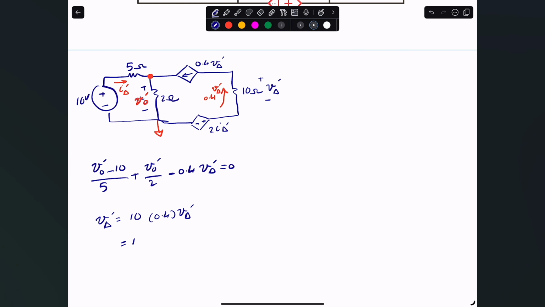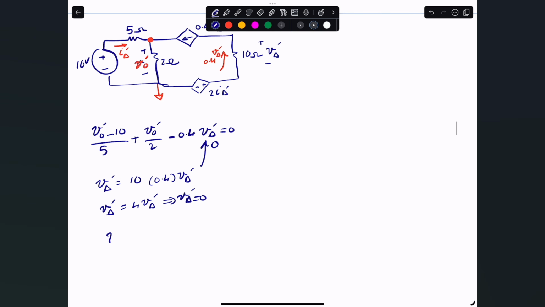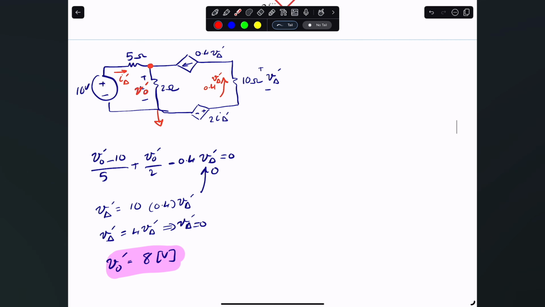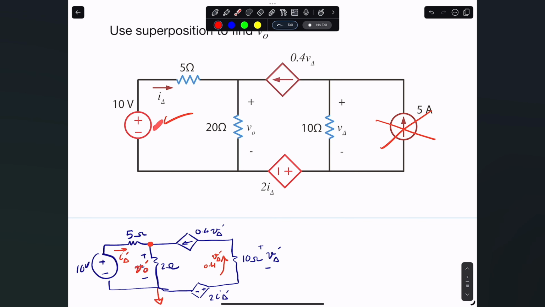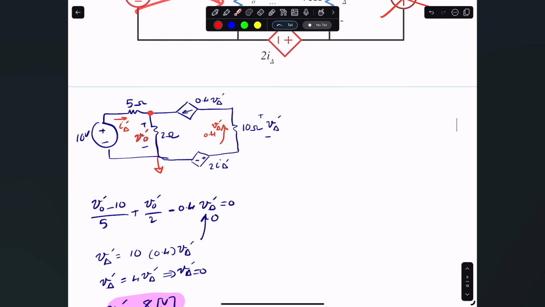Based on algebra, this V delta prime is simply 0. So all I have to do is substitute these with a 0, and I'll end up with V naught equals 8 volts. That will be the V naught. That is the effect of the voltage source alone. All right, so we have figured out what the effect of this source in here on that V naught is, and it happened to be 8 volts.